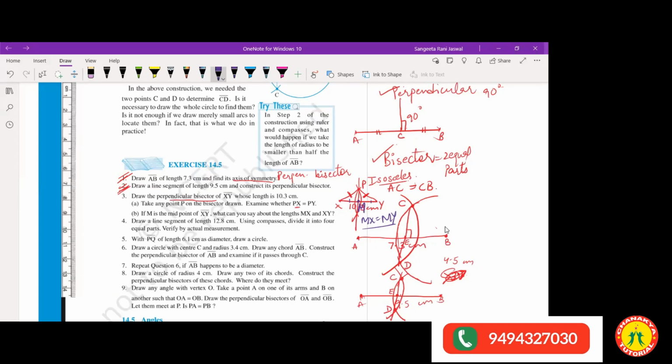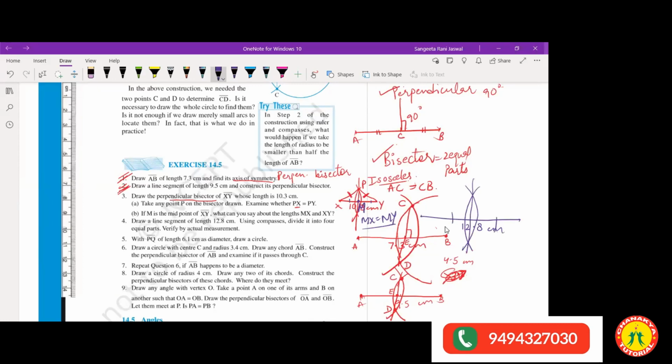Okay, so draw a line segment of length 12.8 centimeters. First, you have to draw a line of this much length. After that, using your compass, divide it into 4 equal parts. How will you do that? Everyone please listen. Suppose this is a line of 12.8 centimeters. First you make a perpendicular bisector on it. That means you are dividing it into 2 equal parts.